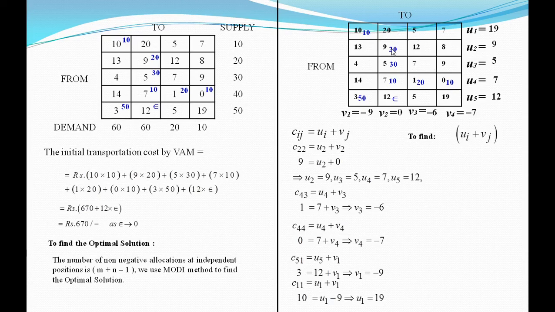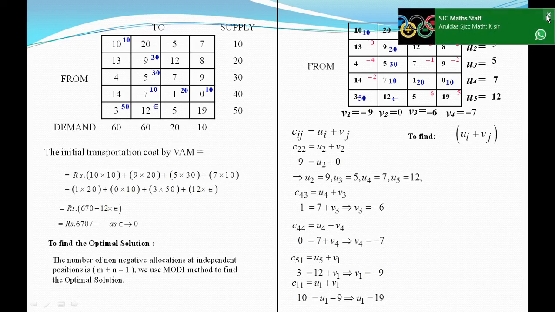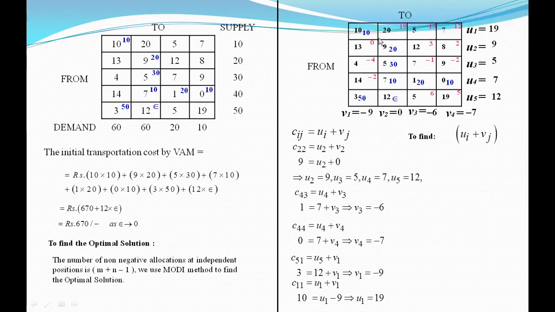So for every cell we have to identify Ui plus Vj. I have given all these things in red color. See, I'm writing that in the top right corner of each and every cell, in the non-allocated cells alone. We don't bother about the allocated cells; in the non-allocated cells alone we'll be writing it.